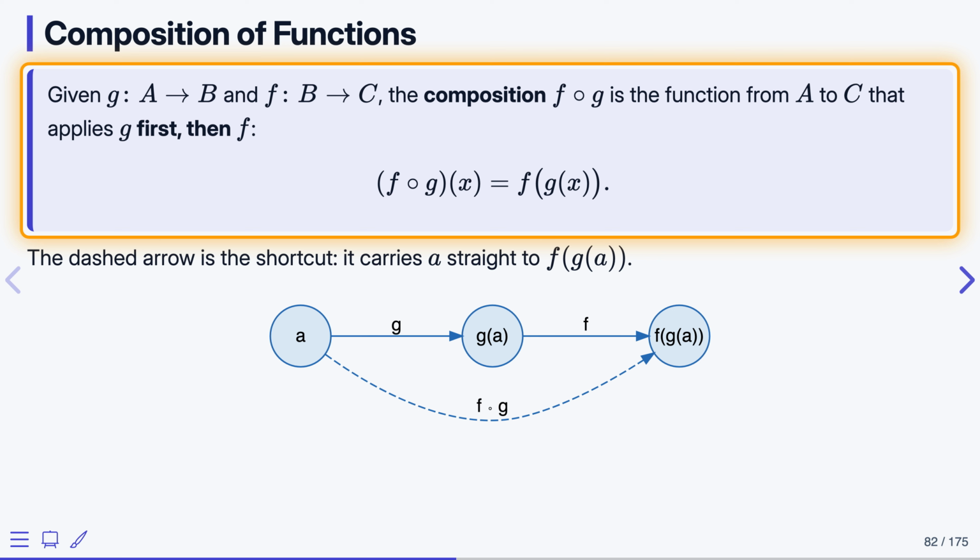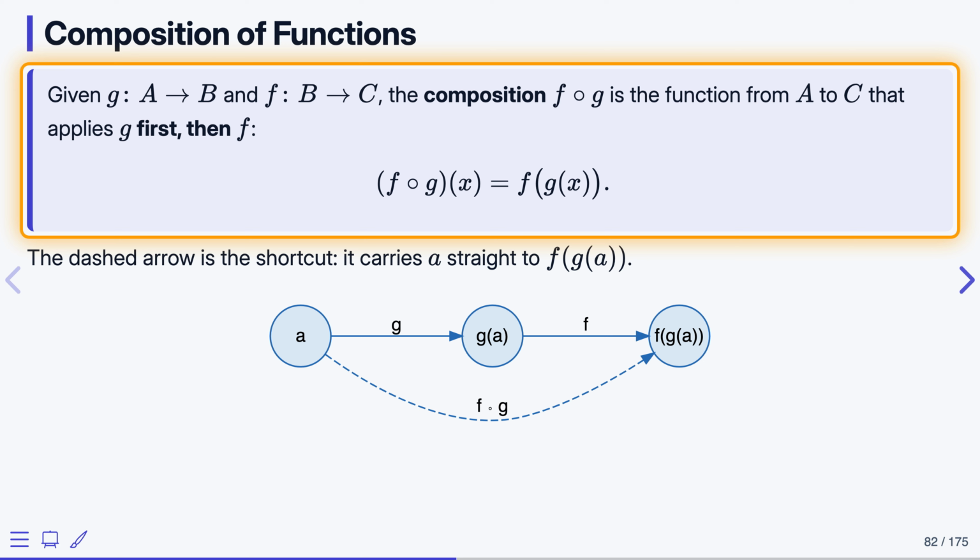Composition means chaining 2 functions together. Suppose g goes from A to B, and f goes from B to C. The composition f circle g is a new function from A to C. Read it from the inside out. First apply g to x, which lands in B, then apply f to that result, which lands in C. In symbols, f circle g of x equals f of g of x.